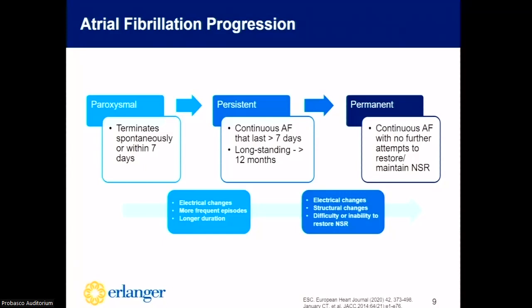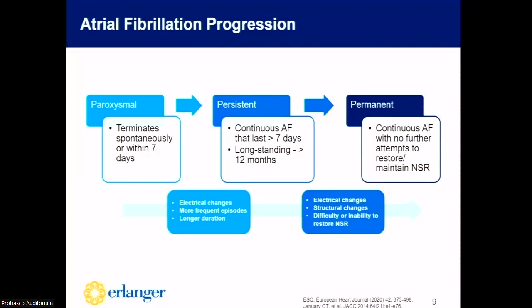In looking at the progression of AFib, most patients present initially with paroxysmal AFib. So these are short bouts of AFib that can terminate spontaneously within 24 to 48 hours, or we can terminate those pharmacologically or using electric cardioversion, or they terminate within 7 days. So a shorter period.